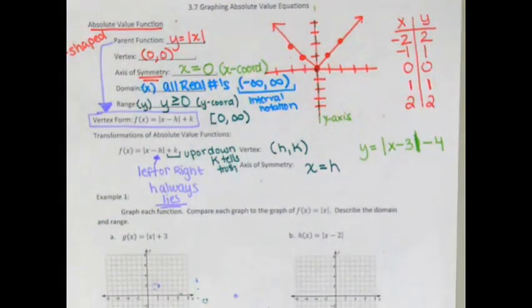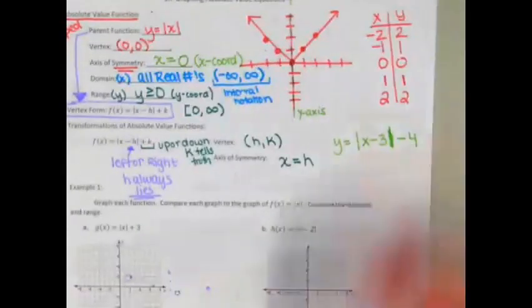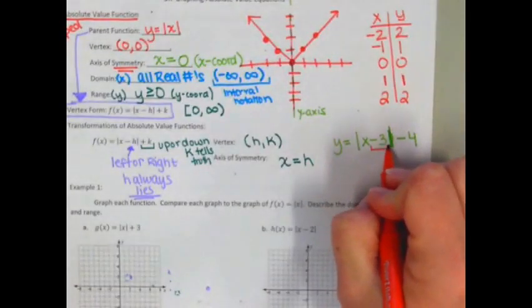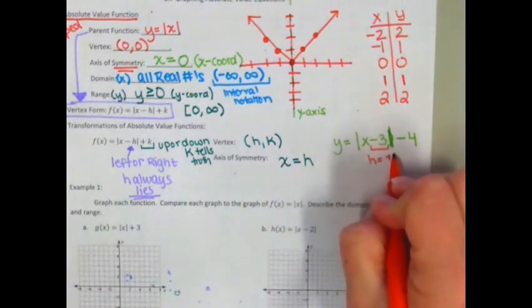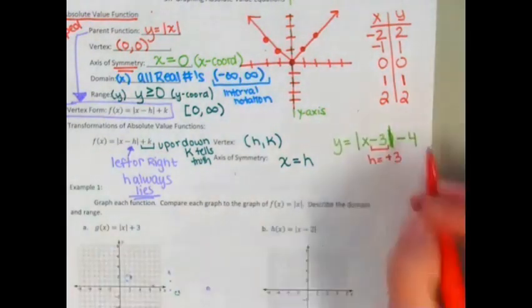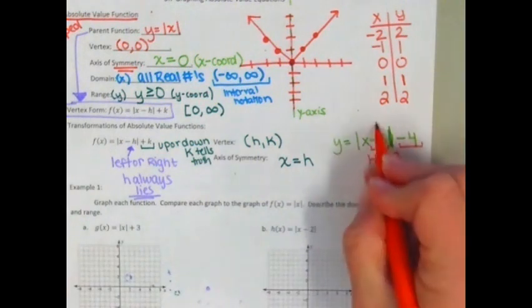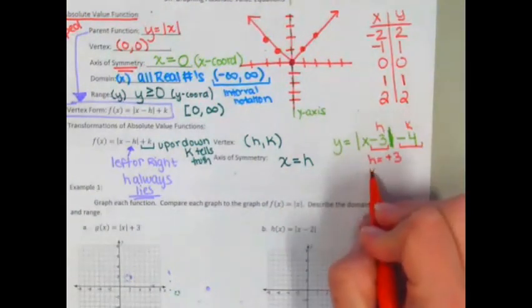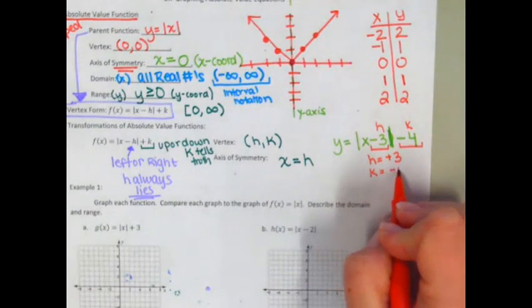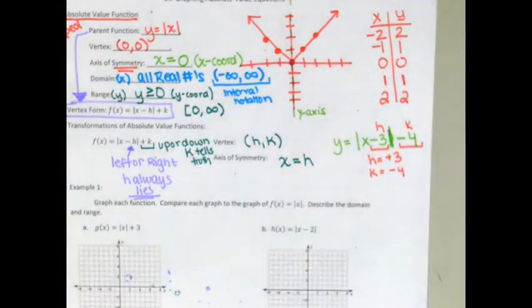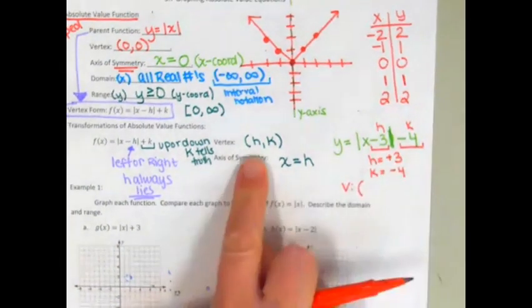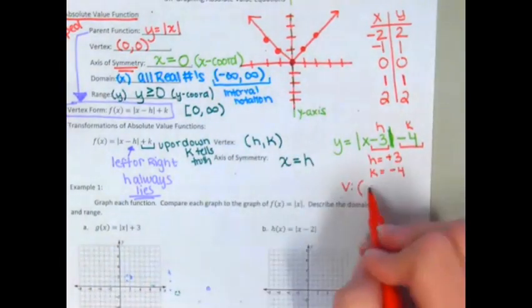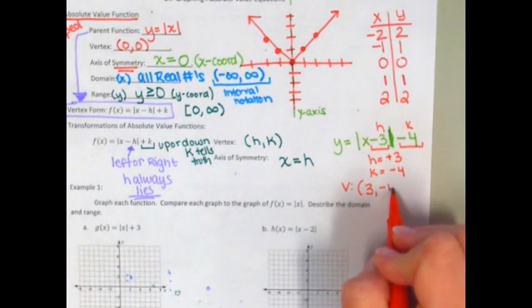All right, so once again, I said H always lies. So my H is actually a +3. My K always tells the truth. So my K is a -4, right? So what's my vertex here? H comma K. So 3 comma -4.